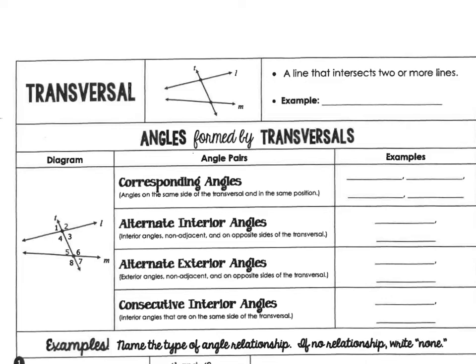So, very top talks about the transversal. Does anybody know what a transversal is? No. Okay, it's the line that intersects two or more lines. So it'd be this line right here because it crosses two lines. So it just goes through two more lines. So the example would be line T because it goes through L and M.